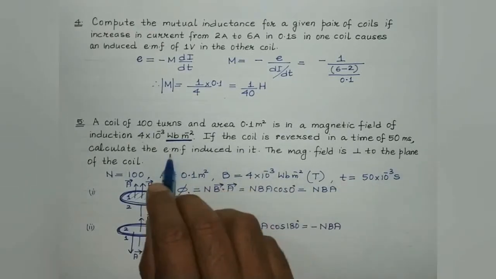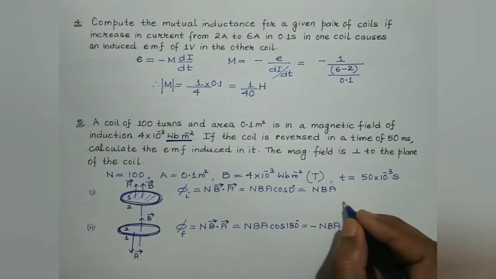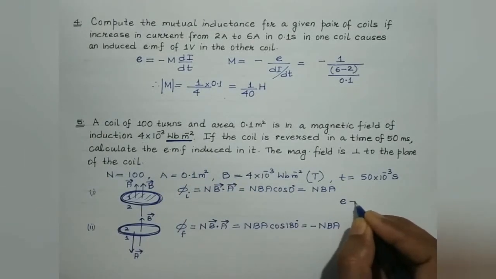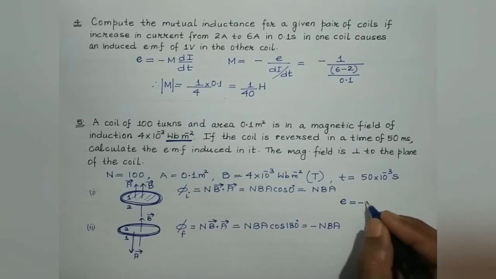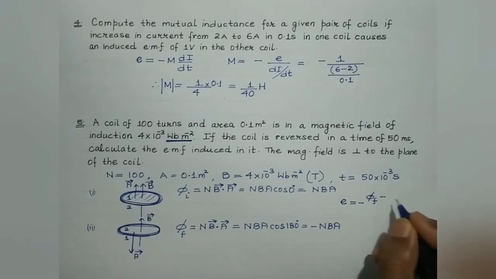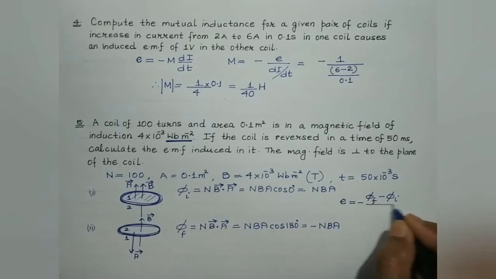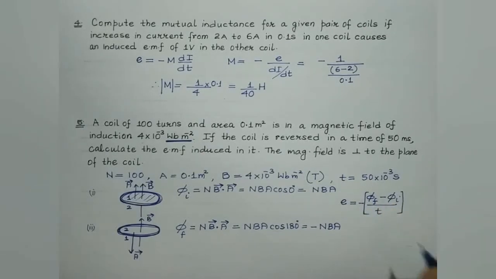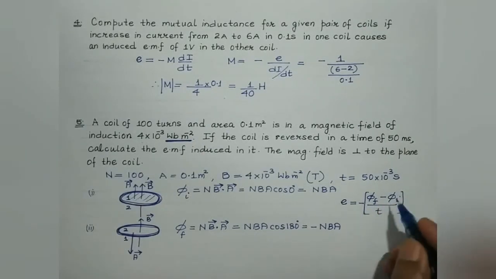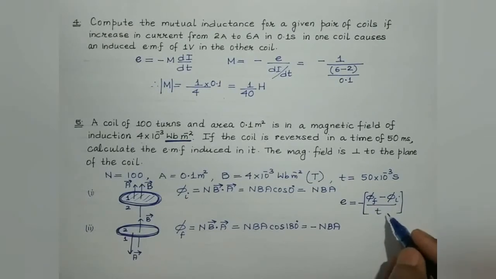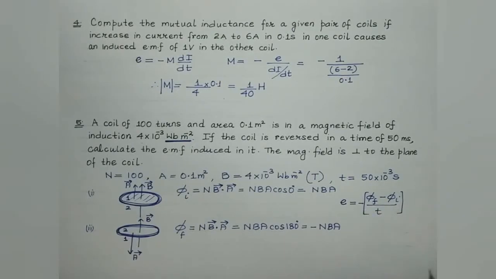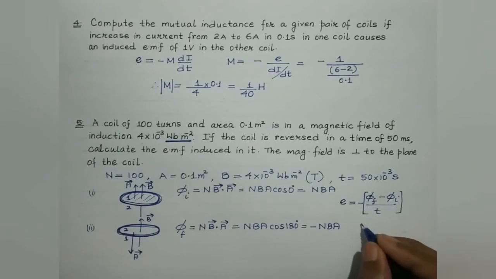Now it's time to find out the EMF induced in it. Now look students, the EMF induced, in case the coil consists of n identical turns, is given by minus N times phi f minus phi i divided by t, isn't it? This is the formula. This is the time rate of change in the magnetic flux. The negative sign suggests its opposing nature. So let's try to solve it.